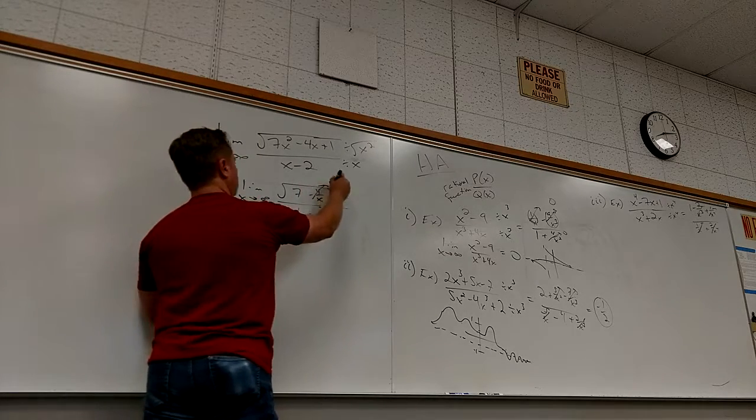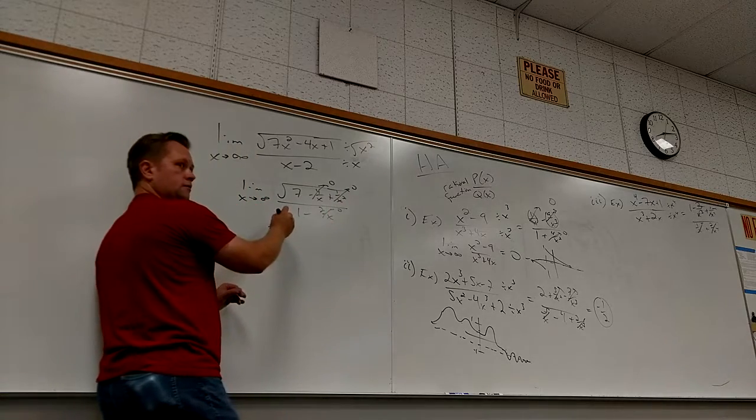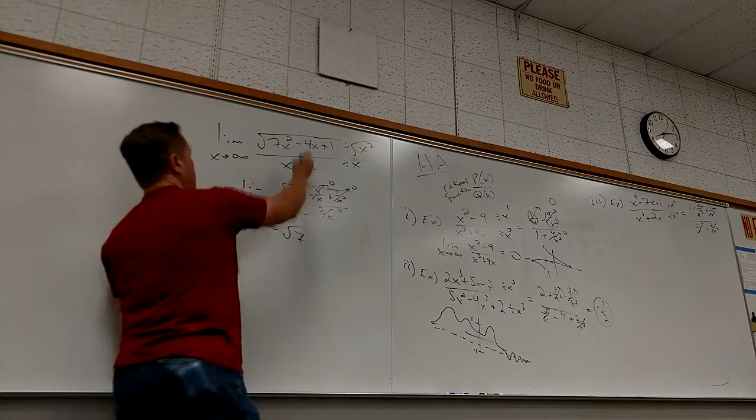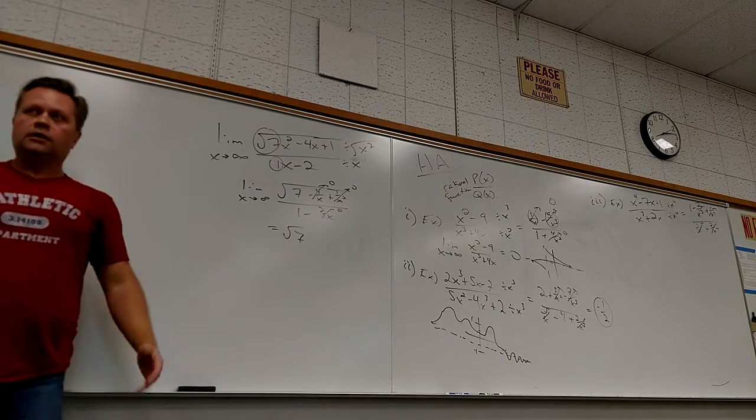So what happens when x goes to infinity? These go to 0. These go to 0. So what do I get? Which is the ratio of the coefficients of the largest degree terms on top and bottom.